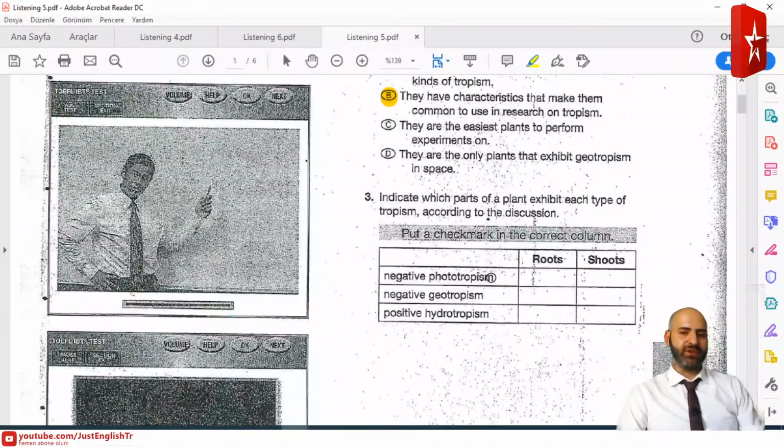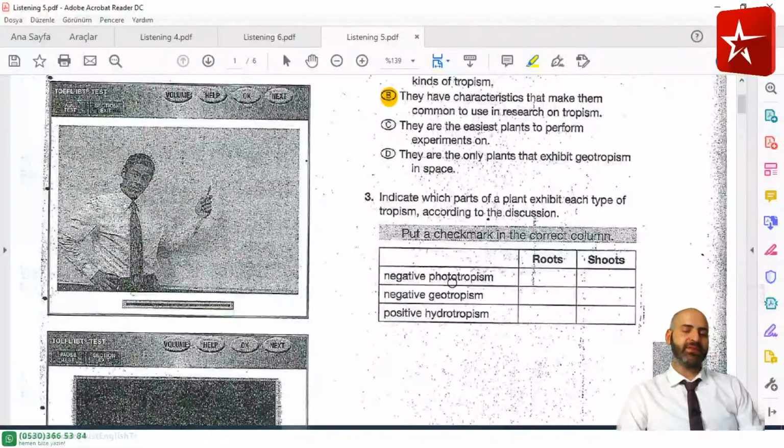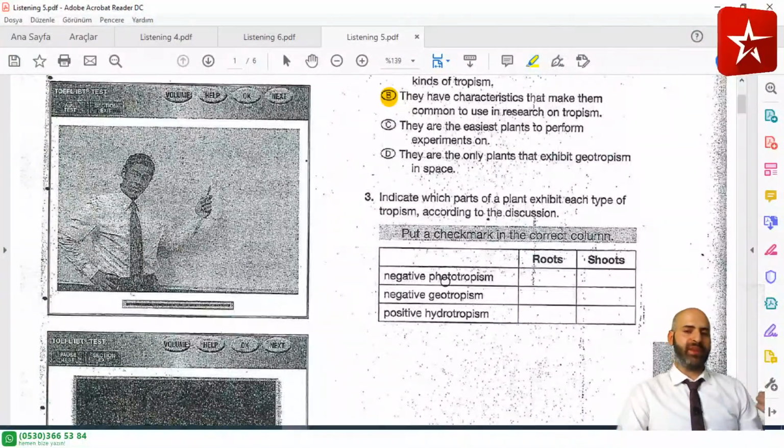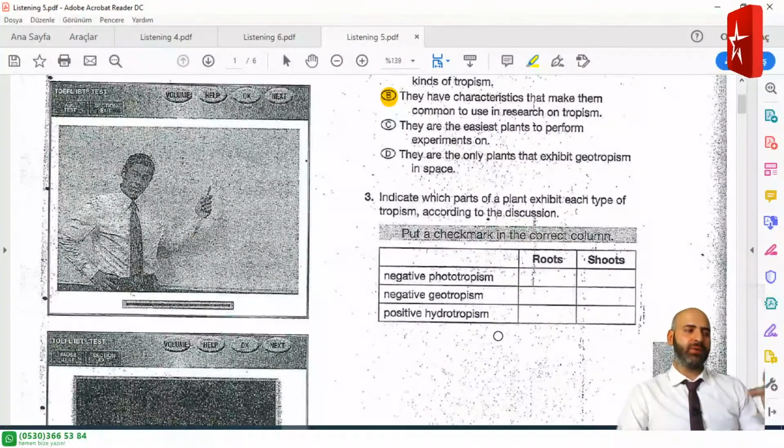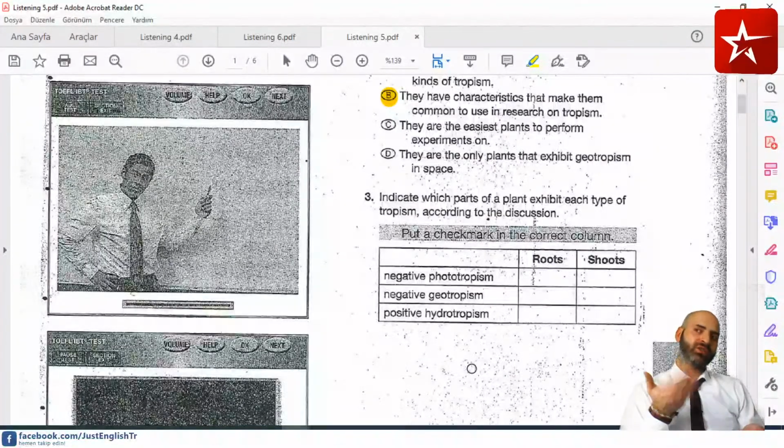Negative phototropism. Do you remember? Photo is light, negative, so going away from the light. Which one goes away from light? Roots or shoots? Do you remember? Root is inside the ground and shoots is on top of the ground.